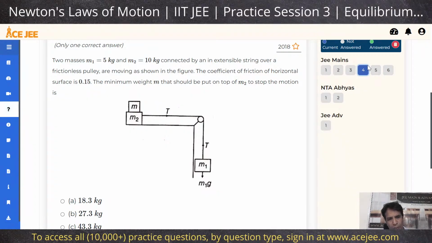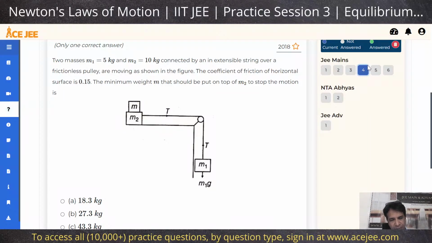So I'm going to read through the question. It says two masses, 5 kgs and 10 kgs, connected by an inextensible string over a frictionless pulley are moving as shown in the figure. The coefficient of friction of the horizontal surface is 0.15. The minimum weight M that should be put on top of M2 to stop the motion is how much?